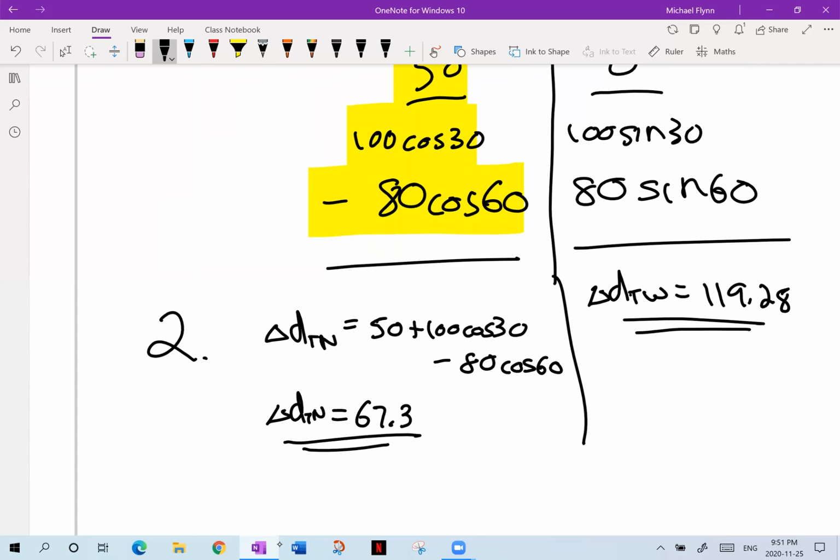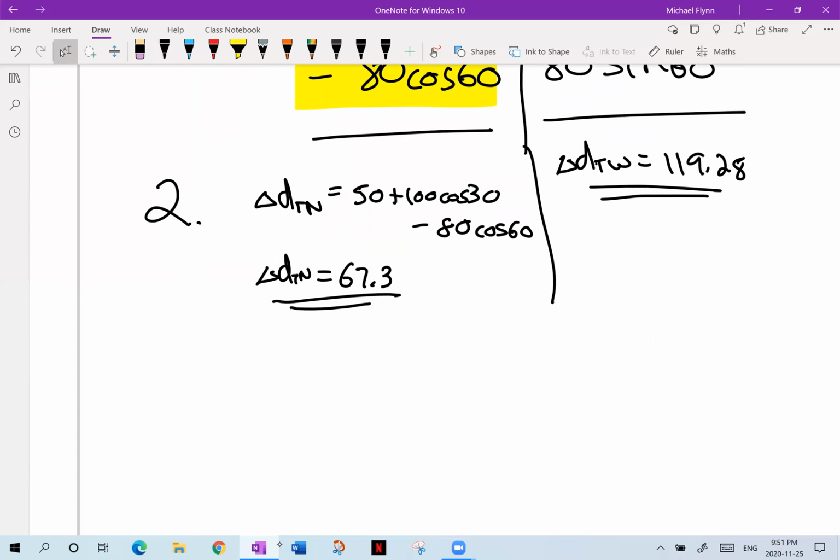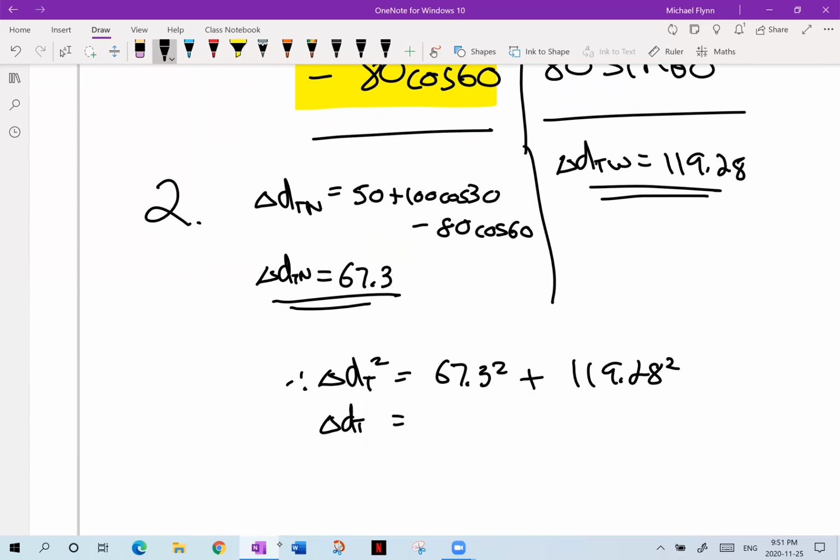See, the promise of this method is it turns hard problems into right angle triangles, right? So now I don't have to draw the picture. I'm going to write that the total displacement squared will equal 67.3 squared, this is Pythagorean Theorem, plus 119.28 squared, right? So now let me do that. I will just square 119.28 plus 67.3. Like I said, I hope that number's right. Equals that. Take the square root.